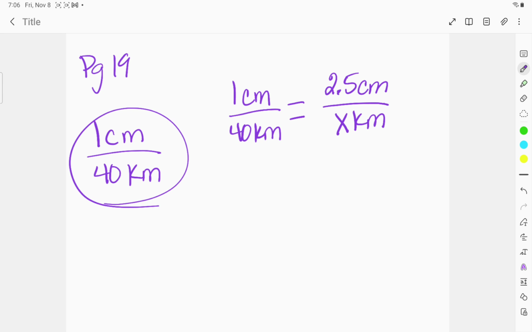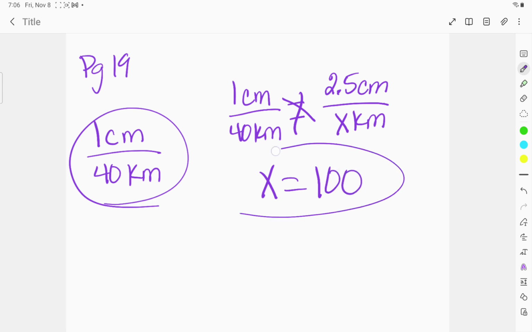So we're going to cross multiply. We're going to have x equals 2.5 times 40, which is going to give you 100. And that is your actual distance between the two cities, 100 kilometers.